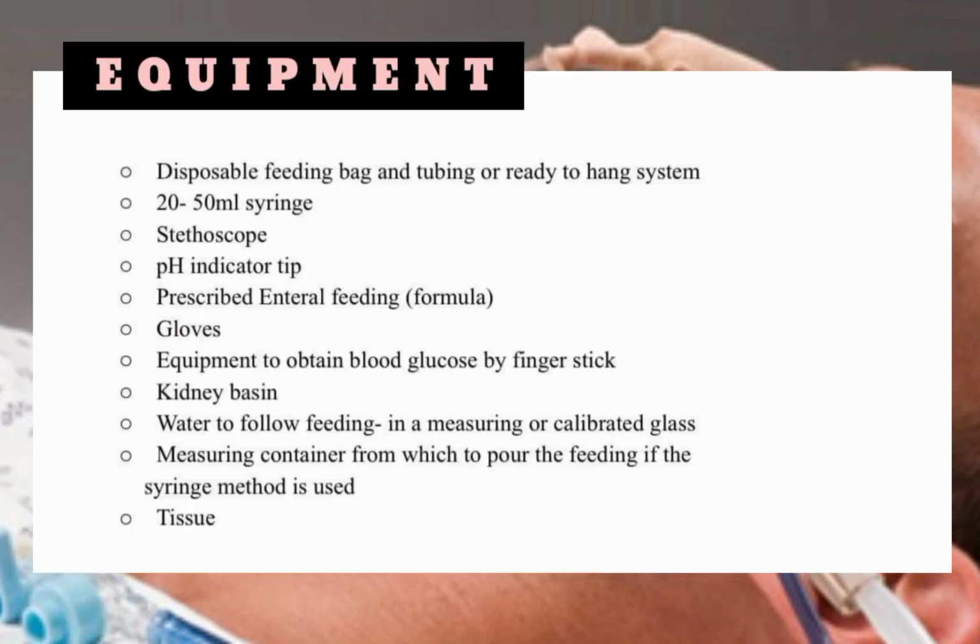The equipment used for this procedure are disposable feeding bag and tubing or ready-to-hang system, 20 to 50 ml syringe, stethoscope, pH indicator tip, prescribed enteral feeding formula, gloves, equipment to obtain blood glucose by finger stick, kidney basin, water to follow feeding in a measuring or calibrated glass, measuring container from which to pour the feeding if the syringe method is used, and tissue.